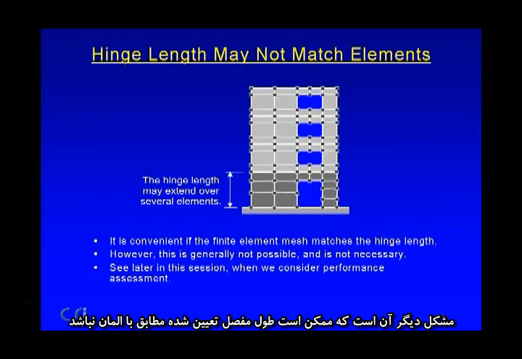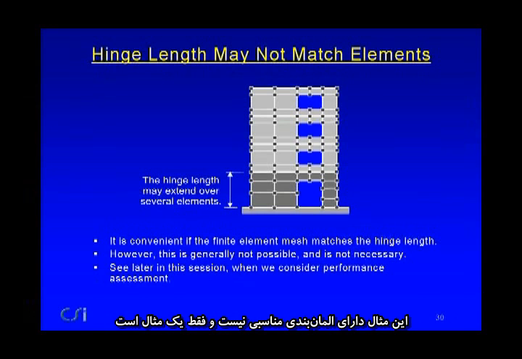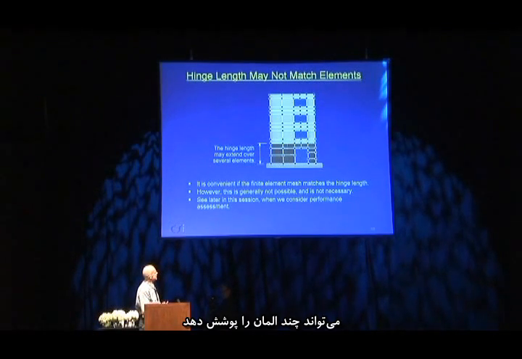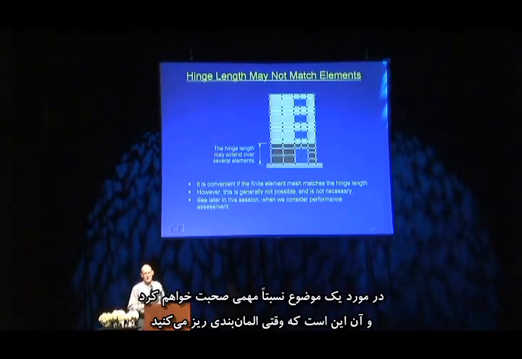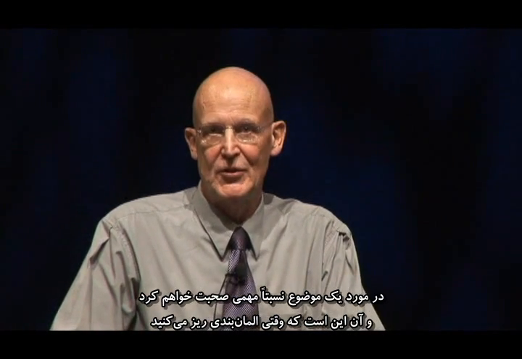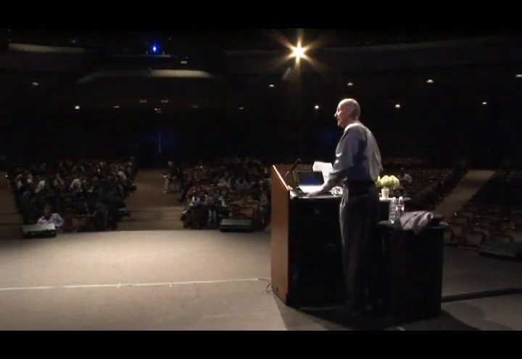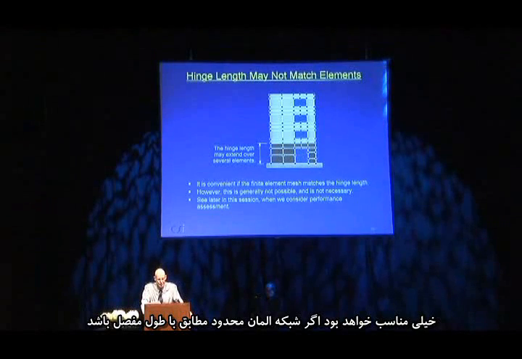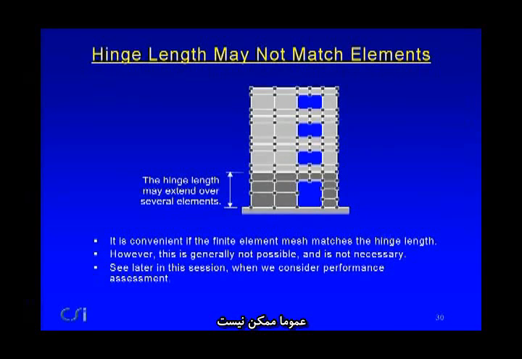Another problem is that the hinge length that is specified may not match the elements. Now, this is not necessarily a good mesh, but it is just an example. If the hinge length was a story height, this could extend over several elements. And I'm going to talk about an aspect which is rather important: as you refine the mesh, you don't necessarily get a better result. You may tend to get a worse result. I'll come to this in just a moment. It's convenient if the finite element mesh matches the hinge length, but it's not generally possible, and it's usually not necessary. And we're going to address this issue more when we consider performance assessment.